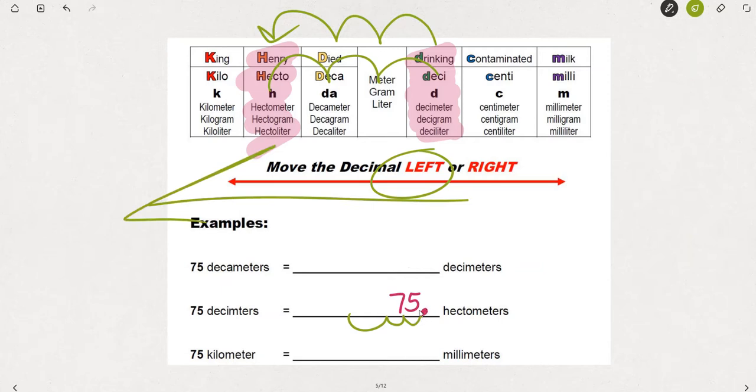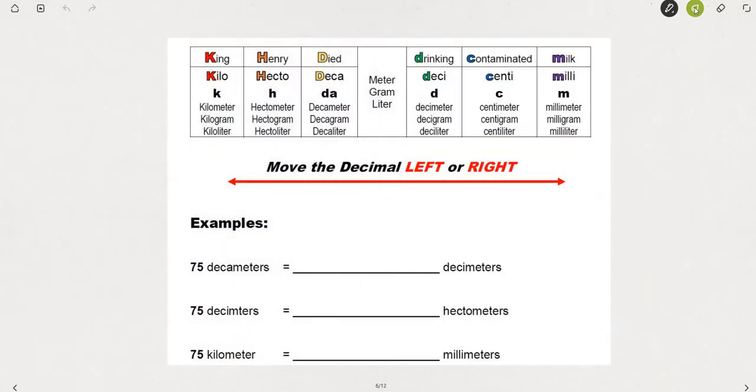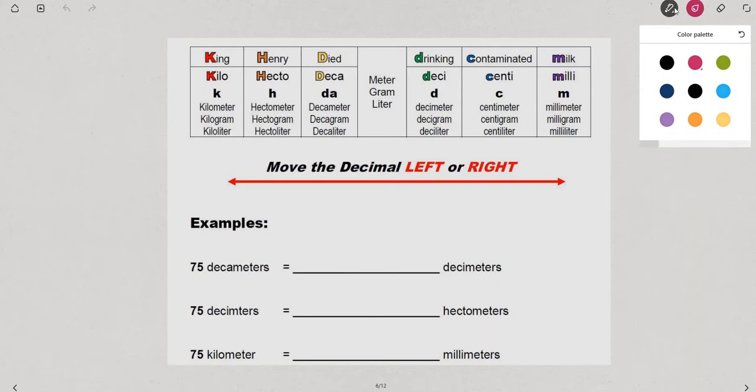And when we do that, we've got the decimal from behind the 5 to behind the 7 to in front of the 7, but then we need 1 zero as a placeholder. So 75 decimeters, moved to hectometers, 1, 2, 3 units, would move the decimal 1, 2, 3 places and give us 0.075 hectometers, or 75 thousandths of a hectometer. Let's try one more example just to make sure everyone's got this.